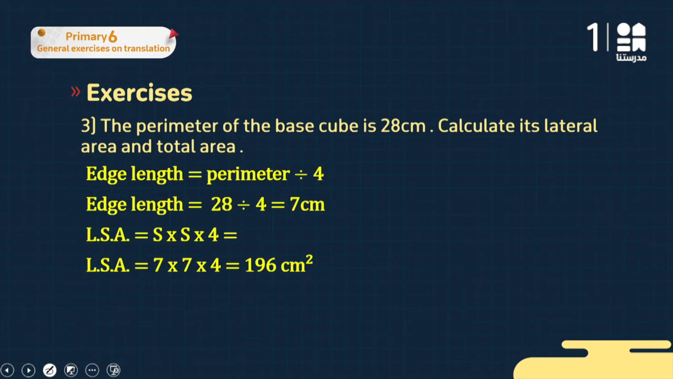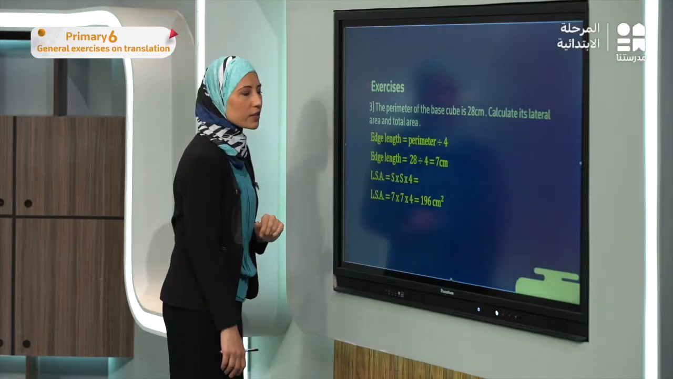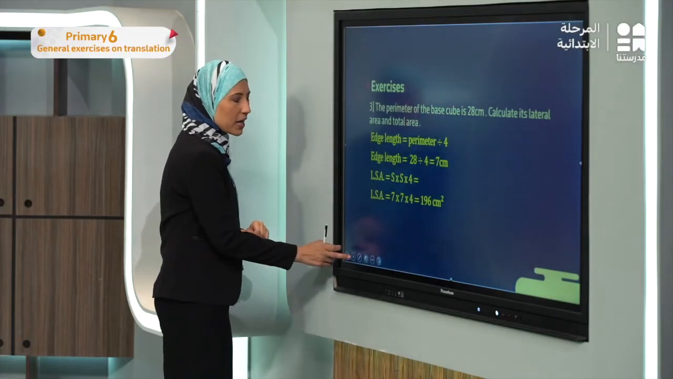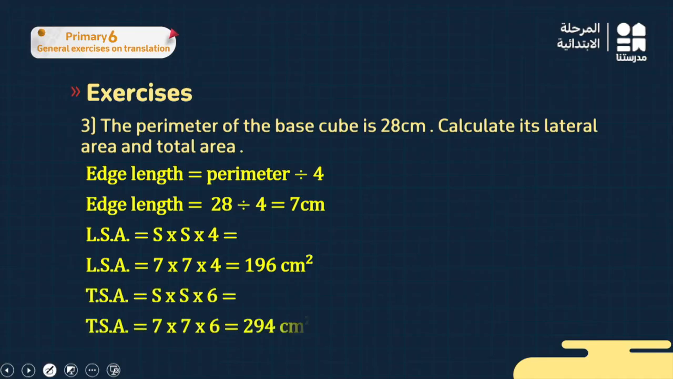If I want to find the total area, remember it's a cube with edge length 7 centimeters. So my total will be 7 times 7 times 6, or side times 6 of course. So it will be 294 centimeters square.